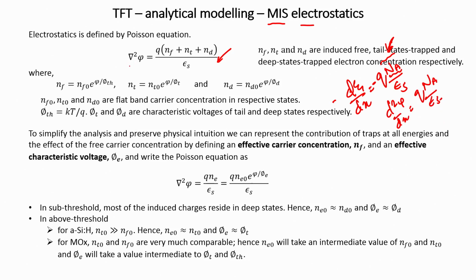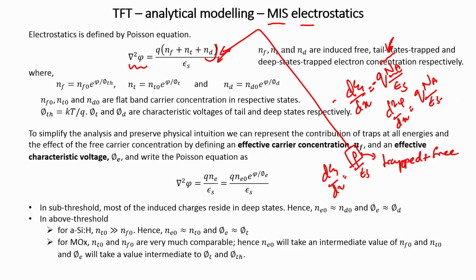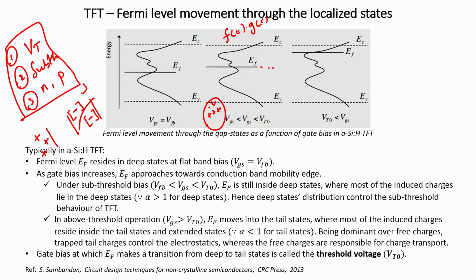Now, in the case of amorphous semiconductors, what determines Poisson's equation? What determines the charge carriers? This charge carrier concentration is given by the trapped charge. So, what constitutes all these charge carriers? It is the trapped charge plus the free charge. If you go back to the general picture where we looked at the movement of the Fermi level through the gap states, we saw that all these trapped charges were the ones responding to the applied electric field or the applied gate voltage, and we also had some amount of free carriers depending upon the location of the Fermi level.